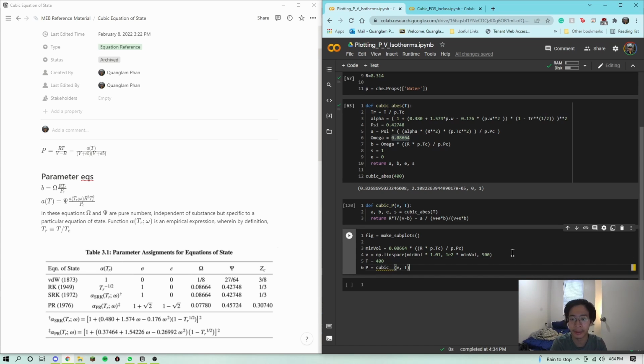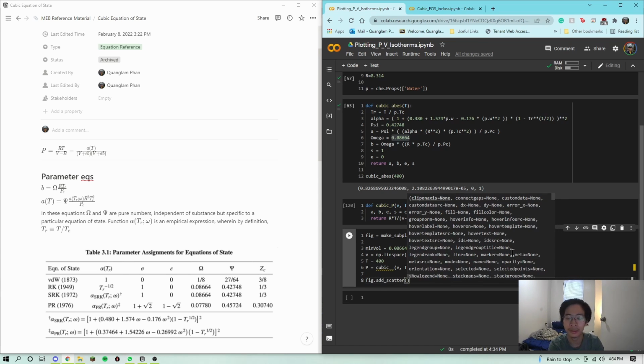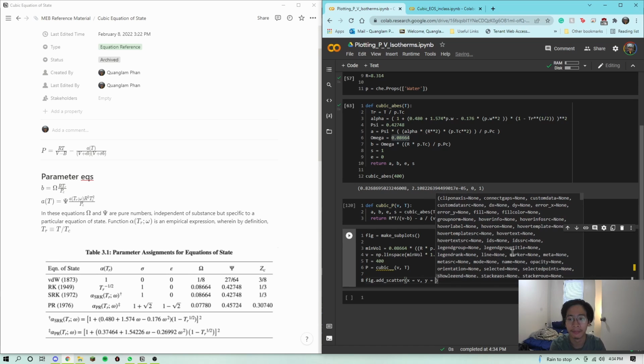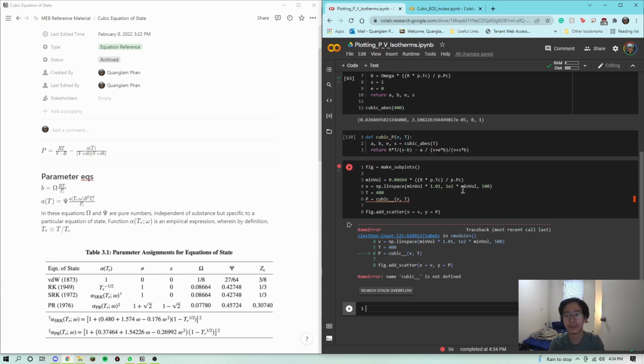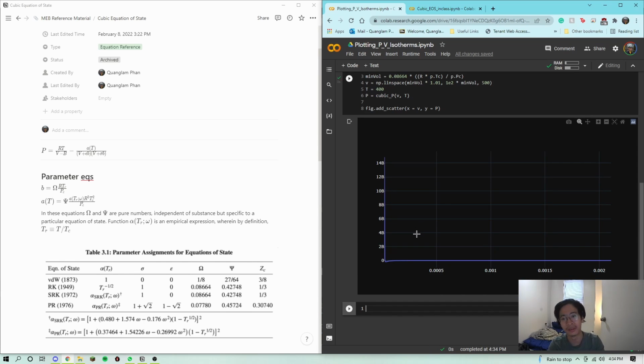Okay, let's plot it. Well, fig.add_scatter, x equals v, y equals capital P, cubic P. Couple of syntax errors. So look at that. Let's talk about this graph. Well, we have a lot of boring stuff here, but look at this. Something interesting is happening at a very, very small value.